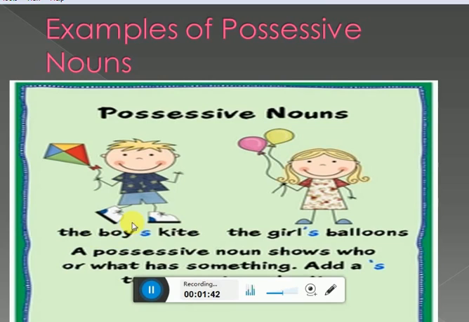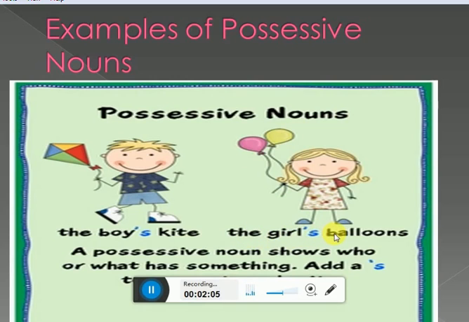Boy apostrophe S is showing whose kite? The boy's kite. Apostrophe S is being used here to show the possession of the boy over the kite, meaning the boy owns the kite. In the second example, the girl is holding two balloons. So these are the girl's balloons.